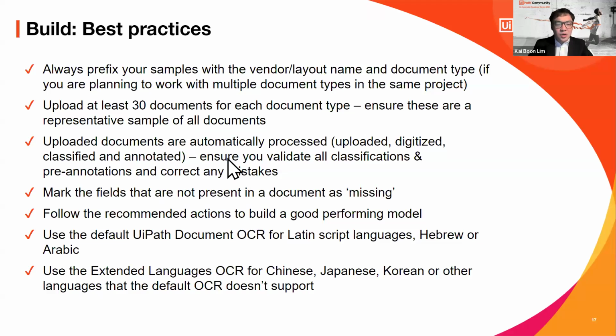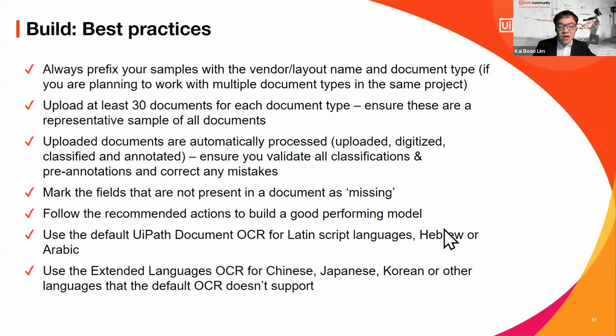Besides that, uploaded documents are most of the time automatically processed. And as you train more samples, you will see the pre-annotation become stronger and more accurate. Just make sure that you do validate all the fields. Don't get complacent. Don't assume that all samples will always be 100% pre-labeled correctly. So that's what I would say. Mark fields that are not present. This is, again, the same best practice as if you were to train the model in Classic. Again, follow the recommended actions.